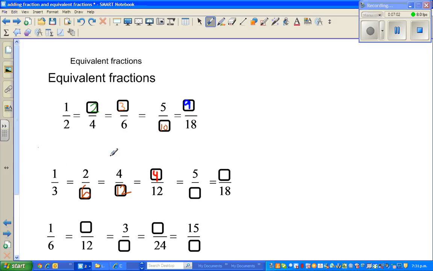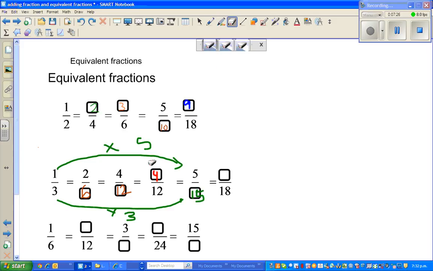So you know 1 times what is 5. So you have to look from year to year. Okay. So 1 times 5 is 5. So the same thing you do to the bottom number. So 3 times 5 is 15. So 1/3 is the same as 5/15. Okay.